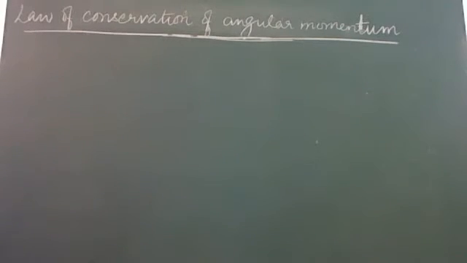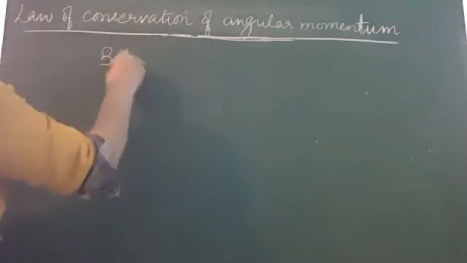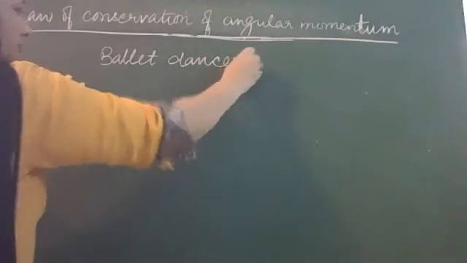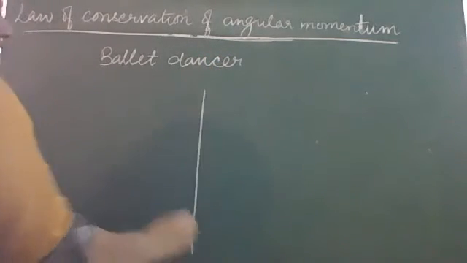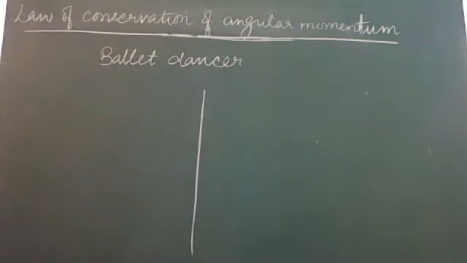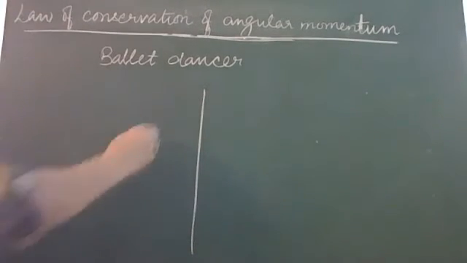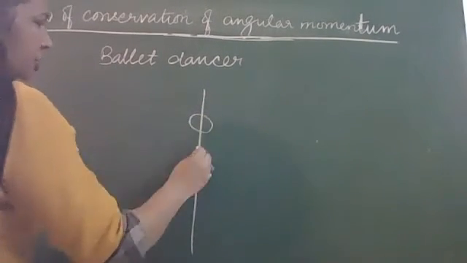Next example of the law of conservation of angular momentum. The case of a ballet dancer. A ballet dancer, when she folds her hands and dances on one leg, then what happens? Moment of inertia decreases.